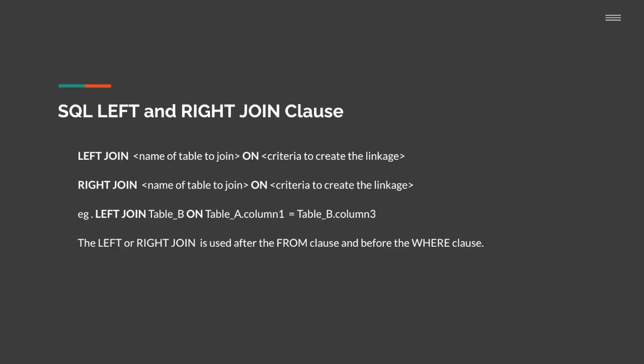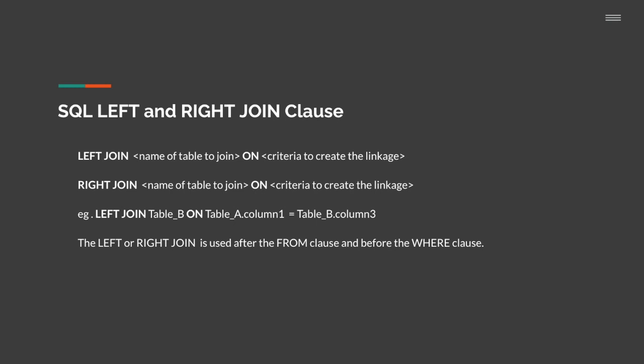The syntax to use the left and right join clause is very similar. The only difference is the initial keyword used to start that clause. When using the clause, you'd first start off by providing the initial keyword, whether it be left join or right join. Then you need to identify the table that you want to have joined to your original table in your query. After identifying that table, you will then use the on keyword, and after providing the on keyword, you then specify the criteria to create the linkage between the two tables.